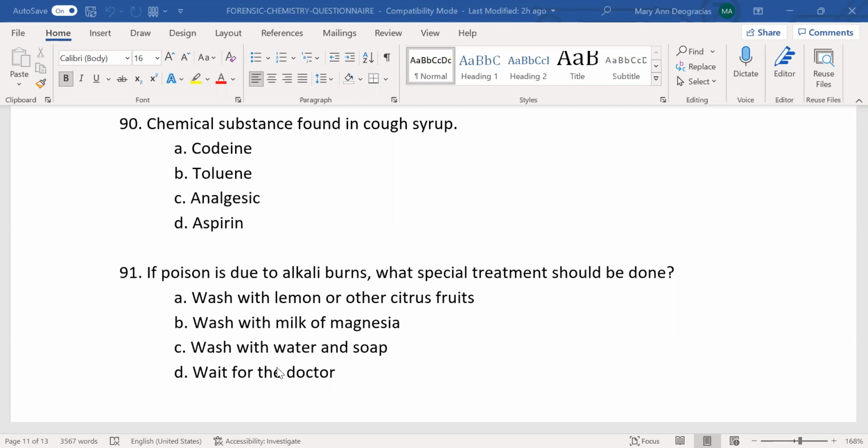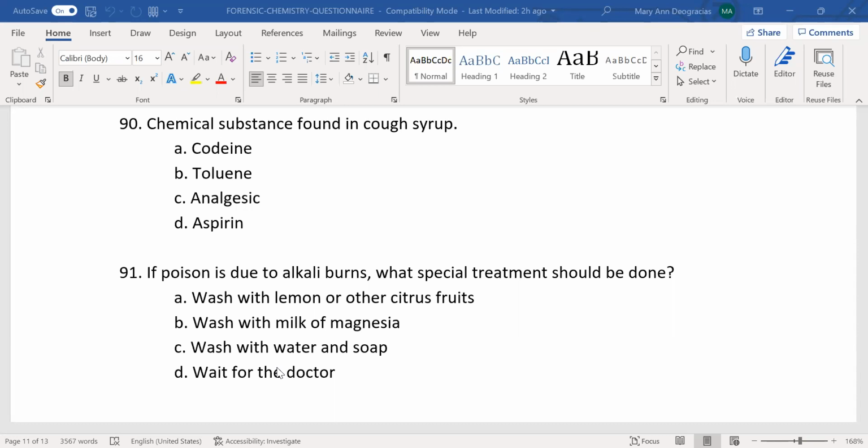Alam nyo ang maganda dyan? Neutralize the action of the alkali. Anong opposite ng alkali? A, wash with lemon or other citrus fruits. Yes, acid yan. Ika-counter mo kasi yung effect ng alkali burn. Parang antacid lang. Halimbawa, nasabuyan ng acid, ang ipang huhugas, milk of magnesia or alkali solutions.